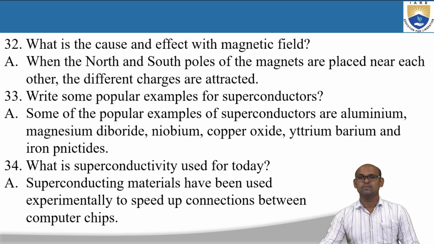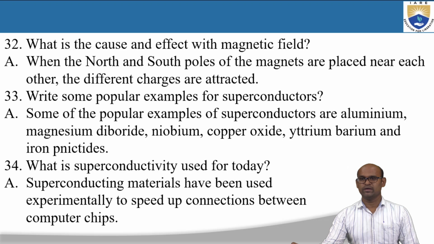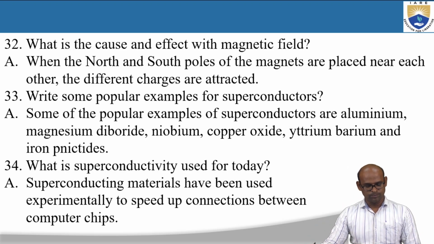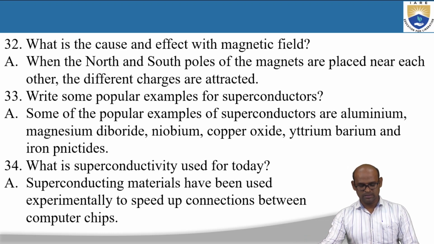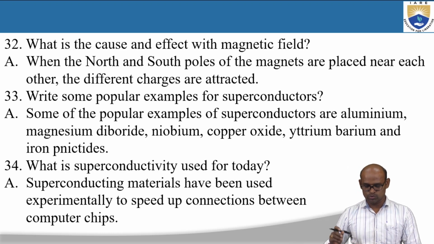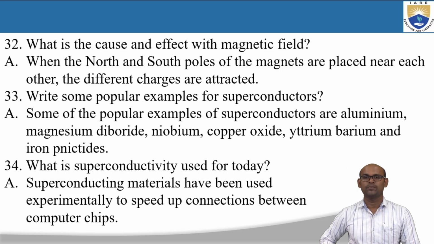Write some popular examples of superconductors. Some popular examples of superconductors: aluminum, magnesium diboride, niobium, copper oxide, yttrium, barium, and iron. What is superconductivity used for today? Superconducting materials have been used experimentally to speed up connections between computer chips.